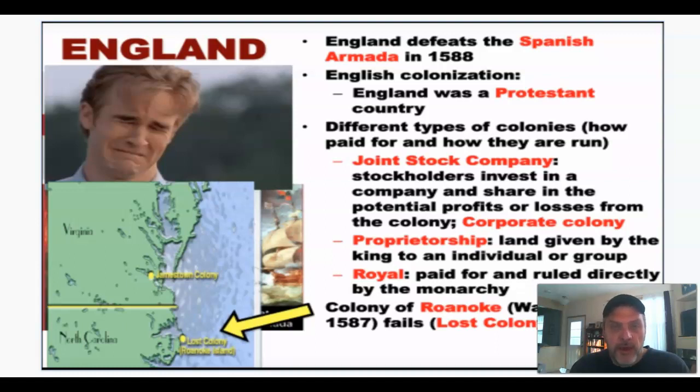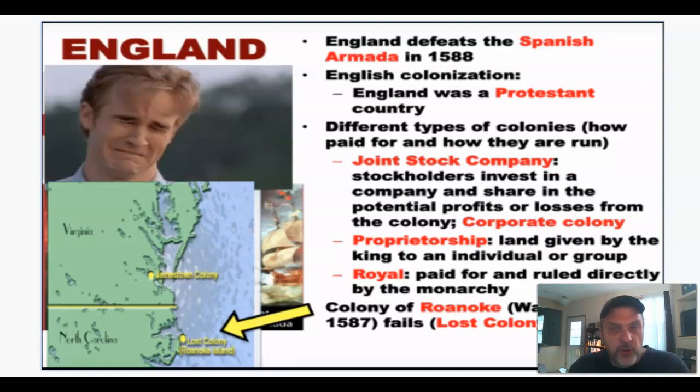Well, when you do that, you are taking a gamble. If the company does well, you're going to share in the profits of the company. If the company does poorly, you're going to be risking losing your money. That's essentially what a joint stock company was. You were investing in the success of a colony.